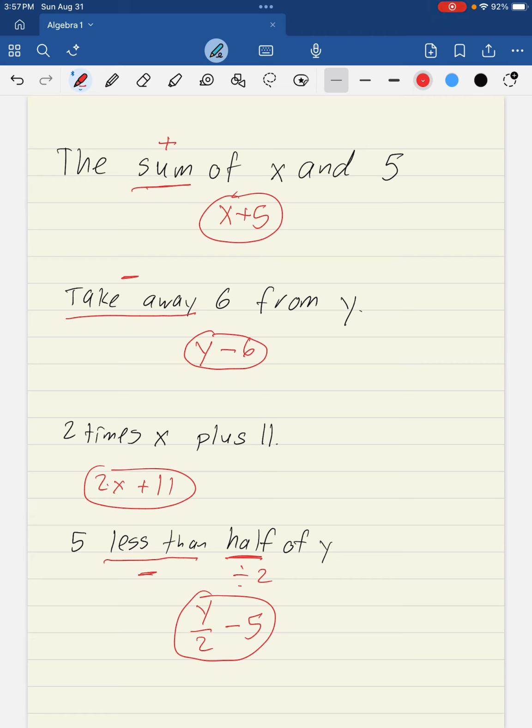If it's helpful, when you're doing these problems, write the operation underneath each word. That's the key phrase. Again, less than, we put a minus underneath it. Half, we put a divide by 2. Again, that helps my brain. I think it's a good way to show your work on these algebraic expression problems.